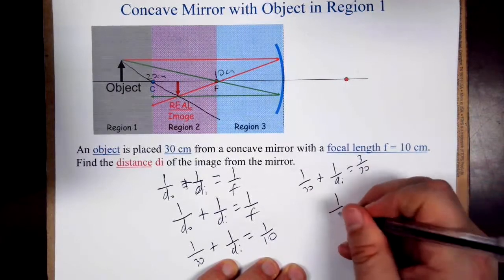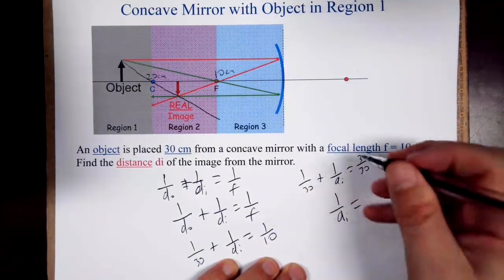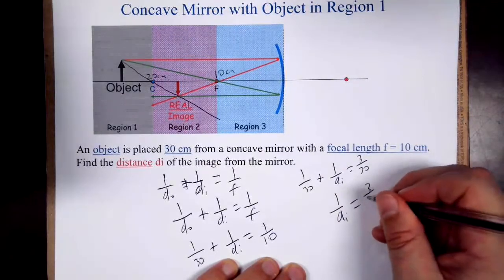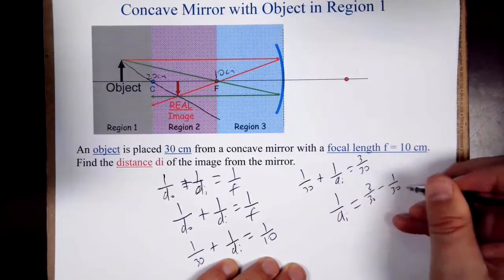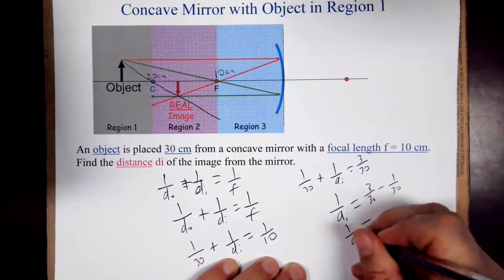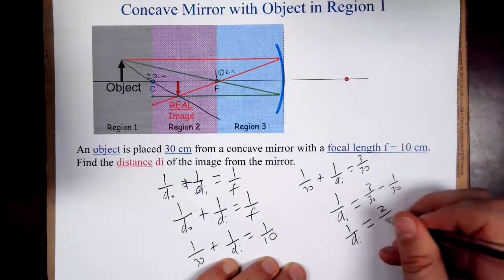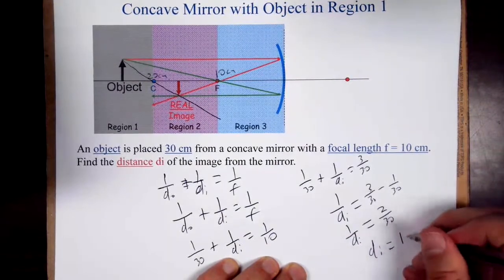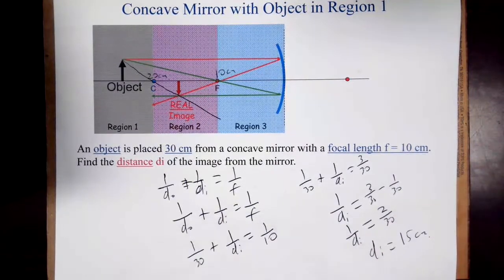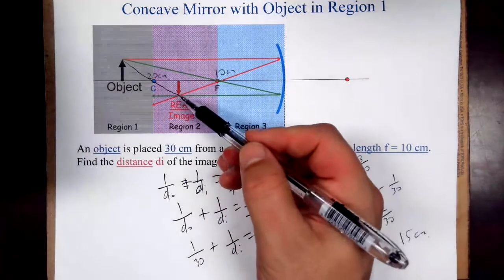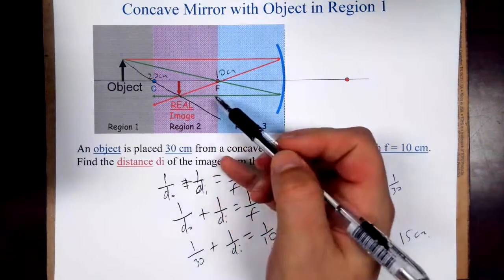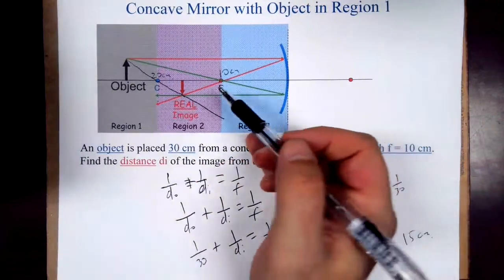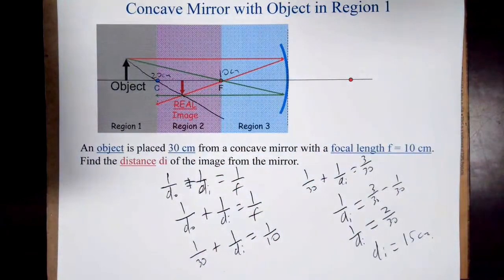And so that means 1 over di is equal to 3 over 30 minus 1 over 30. So that means 1 over di is equal to 2 over 30, and di is equal to 15 centimeters. So that's the algebra to do here. I probably won't do that every time. But the point is, that puts the distance of the image in between the focal point and the center point, so that checks out, and that gives us a proper distance.